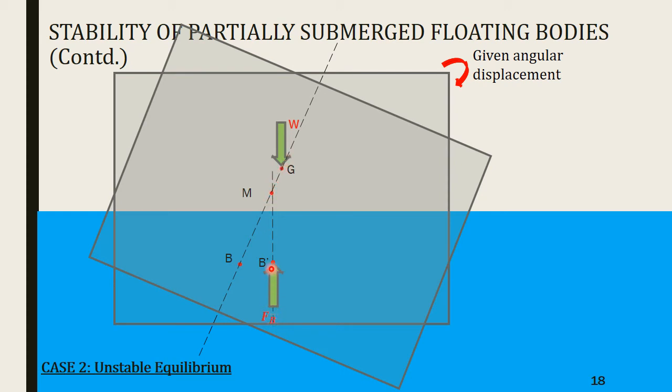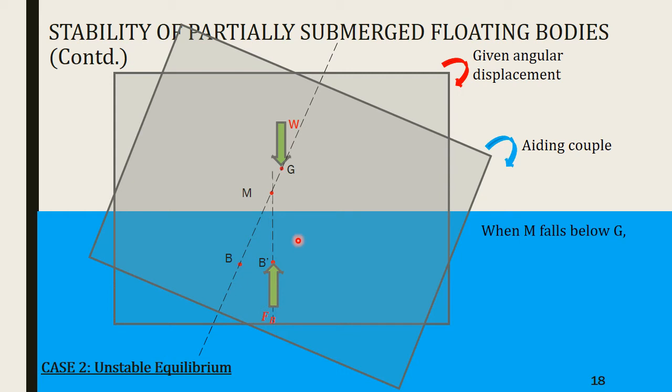Now, if we look at the couple that is going to be created by W and FB, you can see that this time FB falls to the left of W and they're equal and opposite forces, but they're going to create a couple in the clockwise direction. So angular displacement is in the clockwise direction, and in addition to that, W and FB is going to create a clockwise couple. So that means they're going to augment this angular displacement and the body is going to overturn. So this type of couple is known as an aiding couple. W and FB here tries to aid the angular displacement and the body tends to overturn.